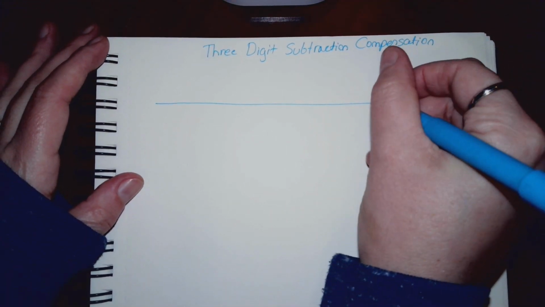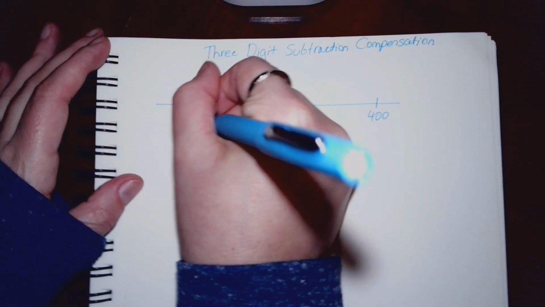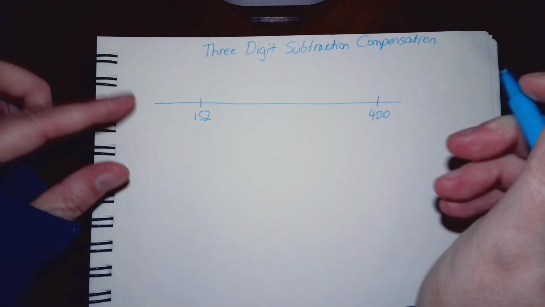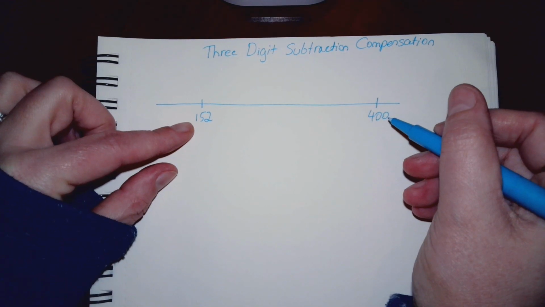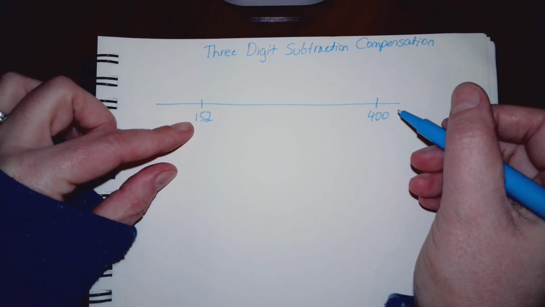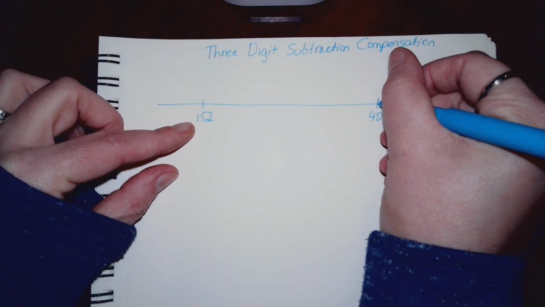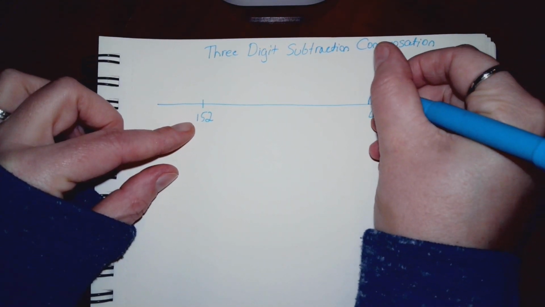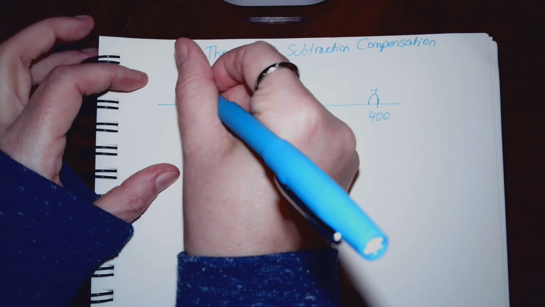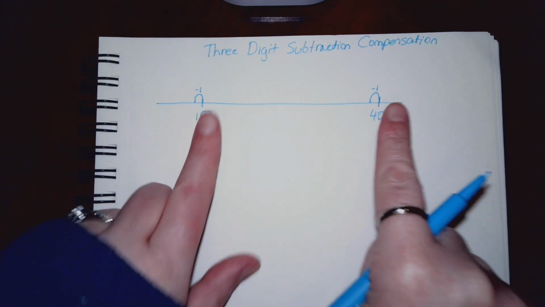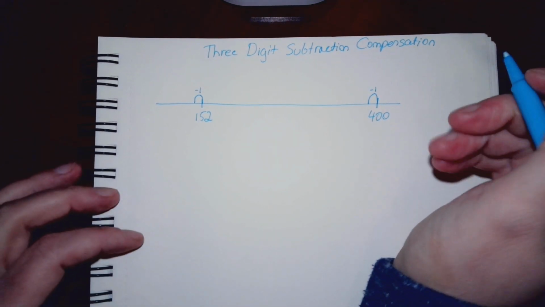So let's say I'm doing 400 minus 152. Now, with subtracting 152 from 400, that means I'm going to have to do a lot of regrouping. But what if I can make it easier? If I go back one here, and I go back one here, I still stay the same distance apart on the number line. I'm just going to make it easier so I don't have to regroup.